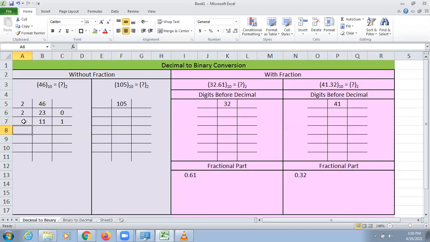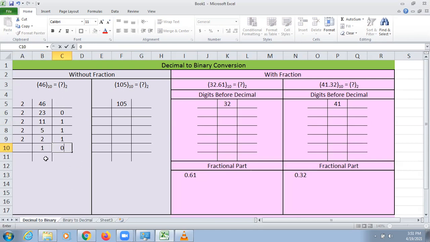Again divide 11 by 2. So 2 5s are 10 and the remainder is 1 again. Next divide 5 by 2. 2 2s are 4 and again the remainder is 1. Again divide it. 2 1s are 2 and the remainder is 0 this time.